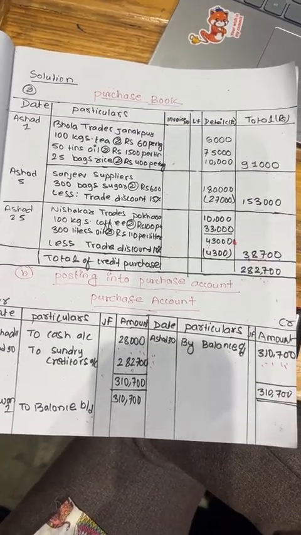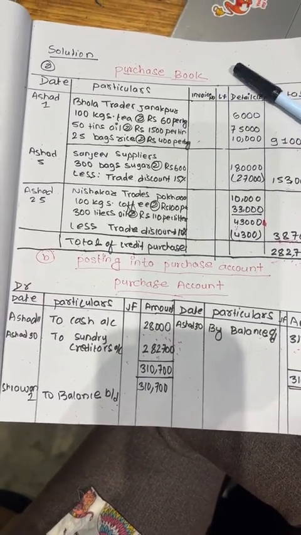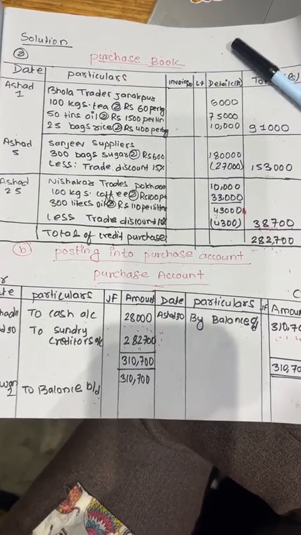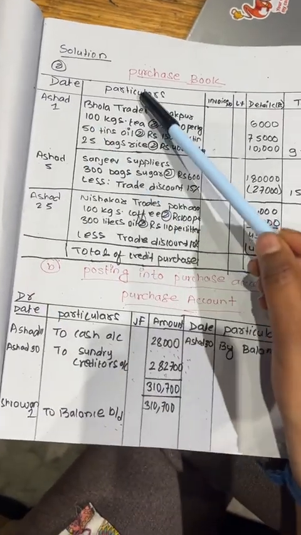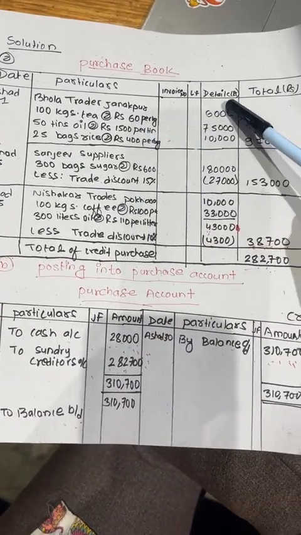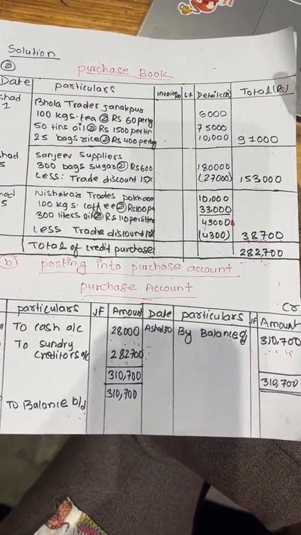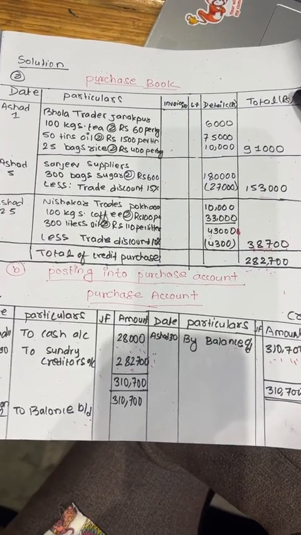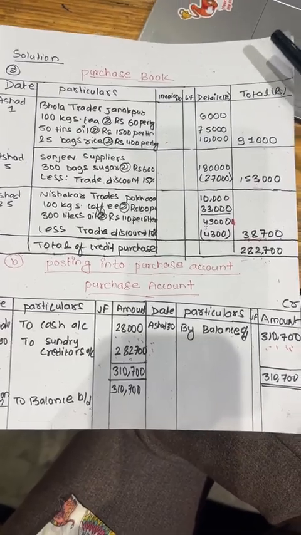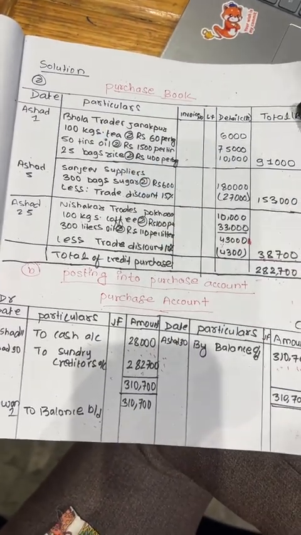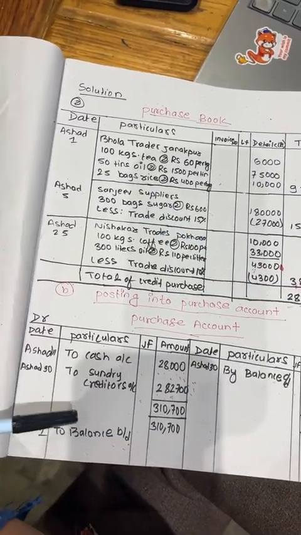First of all, we should make the purchase book. Before making the purchase book we should know about the format. The format is date, particulars, invoice number, LF, details, total, rupees. I already mentioned that before making purchase books we should have a sufficient idea about the format. So here is the format. And now let's start with Serial 1.